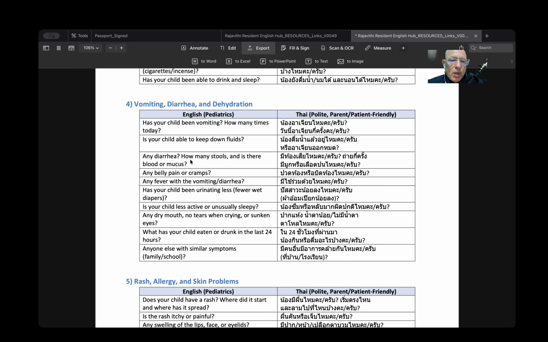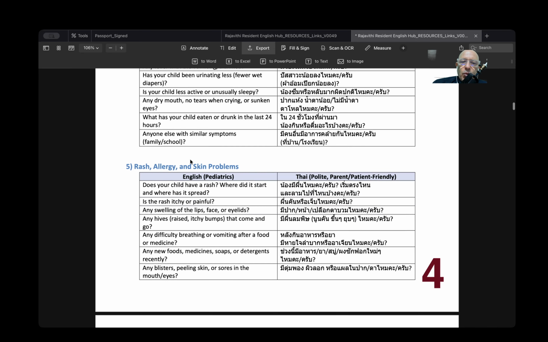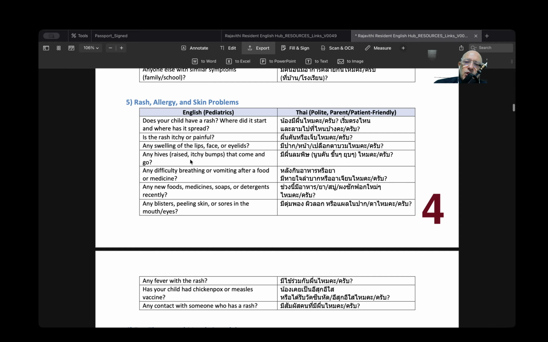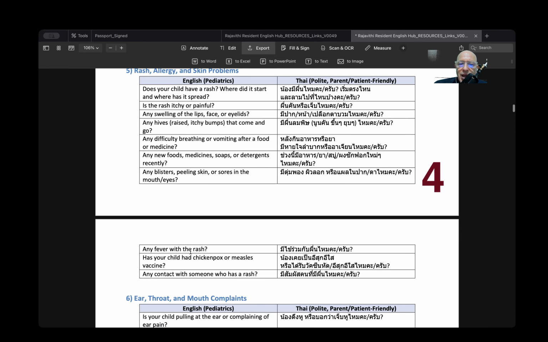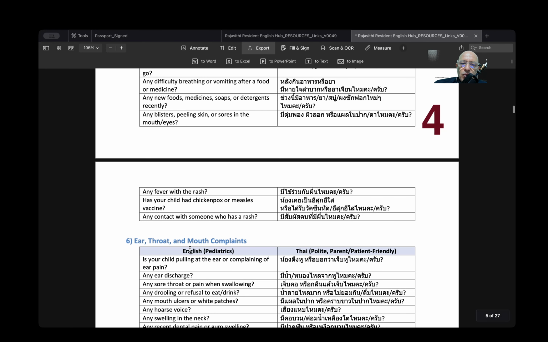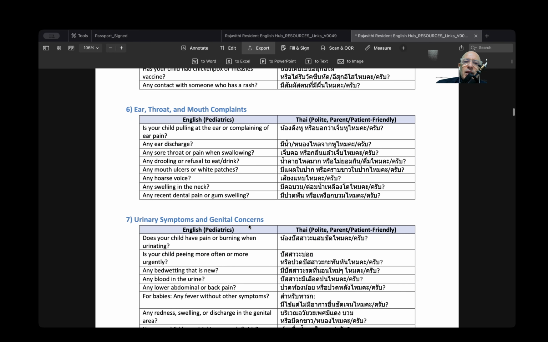All right, rash, allergy, skin problems. Does your child have a rash? Where did it start and where has it spread? Any fever with the rash? Has your child had chickenpox or measles vaccine? Any contact with someone who has a rash?